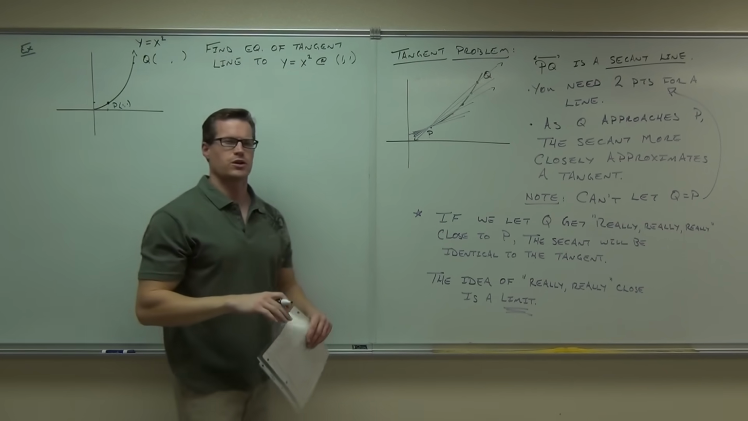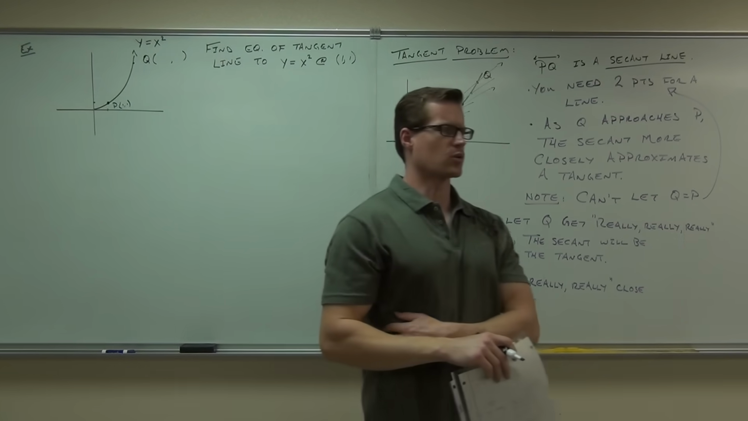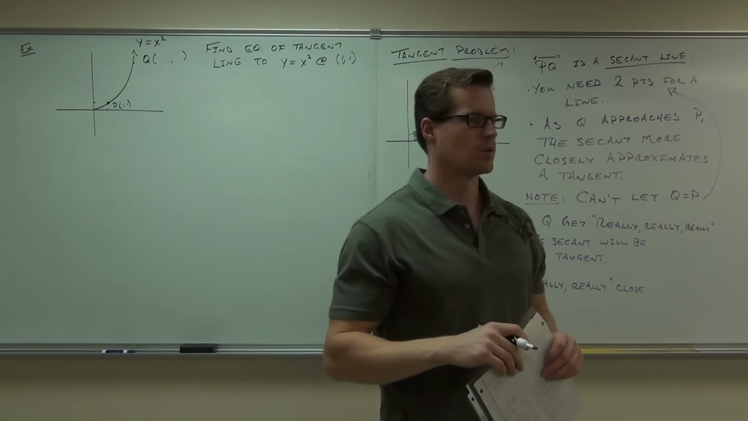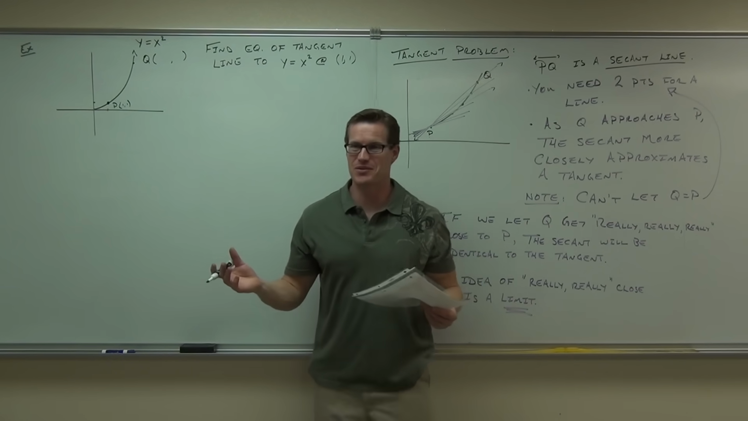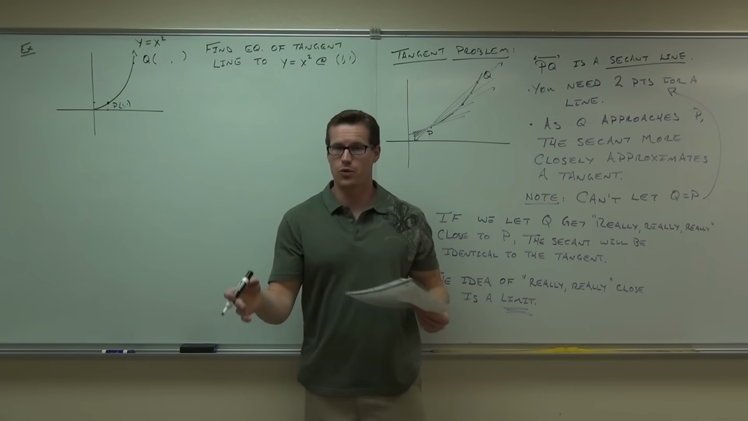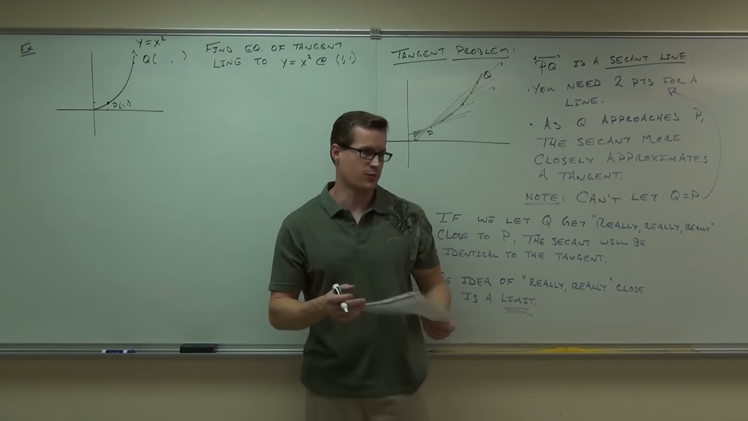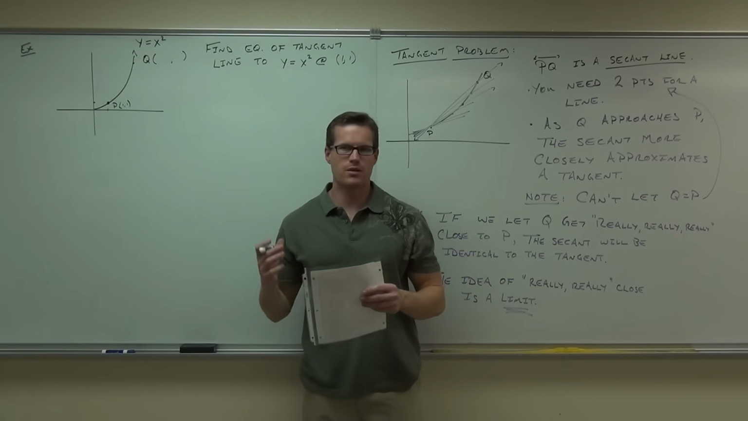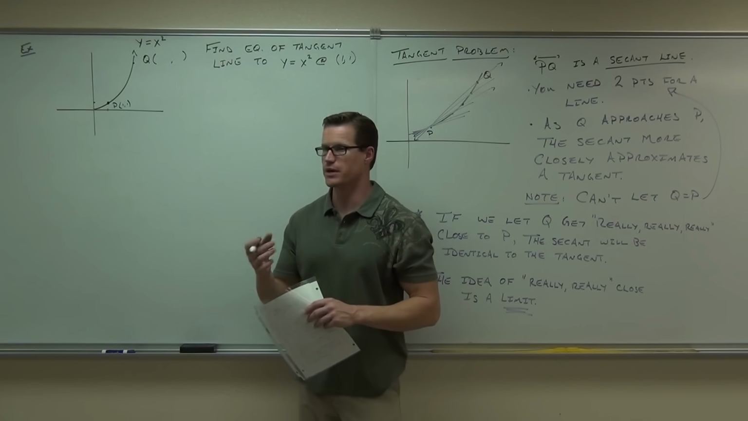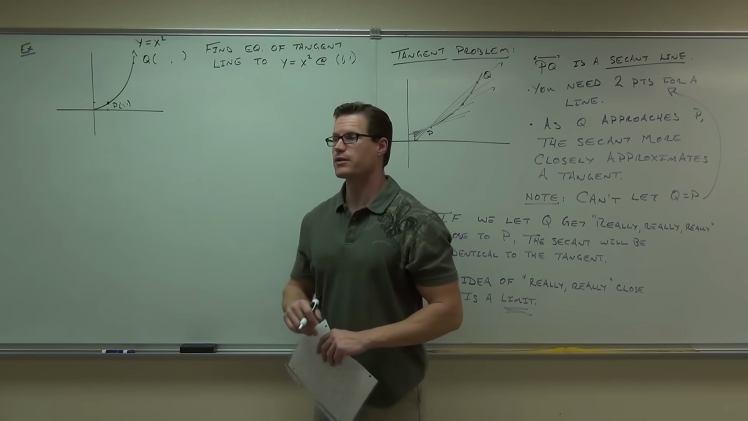What's the coordinates for point Q? Why don't you tell me? We can't use actual numbers, right? That wouldn't be very good. So I know 2, 4 would be on there, and 3, 9 would be on there, 4, 16, and so on. But I want you to use actual points. In general, what are the coordinates for any point? X, Y. Very good. Okay, X, Y.